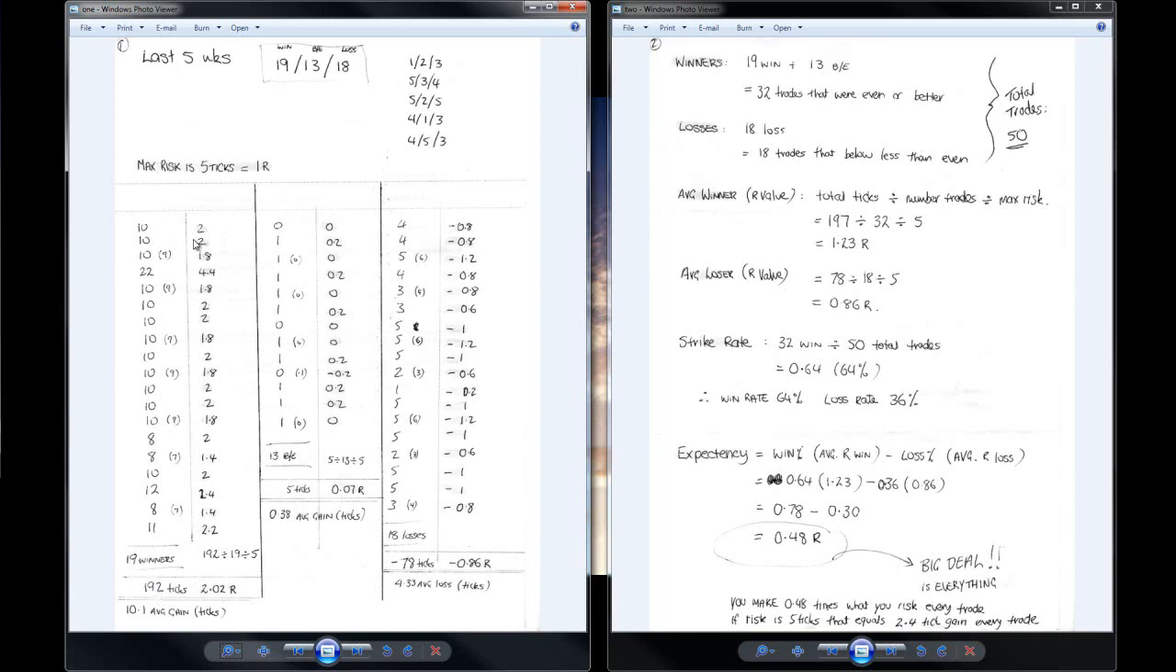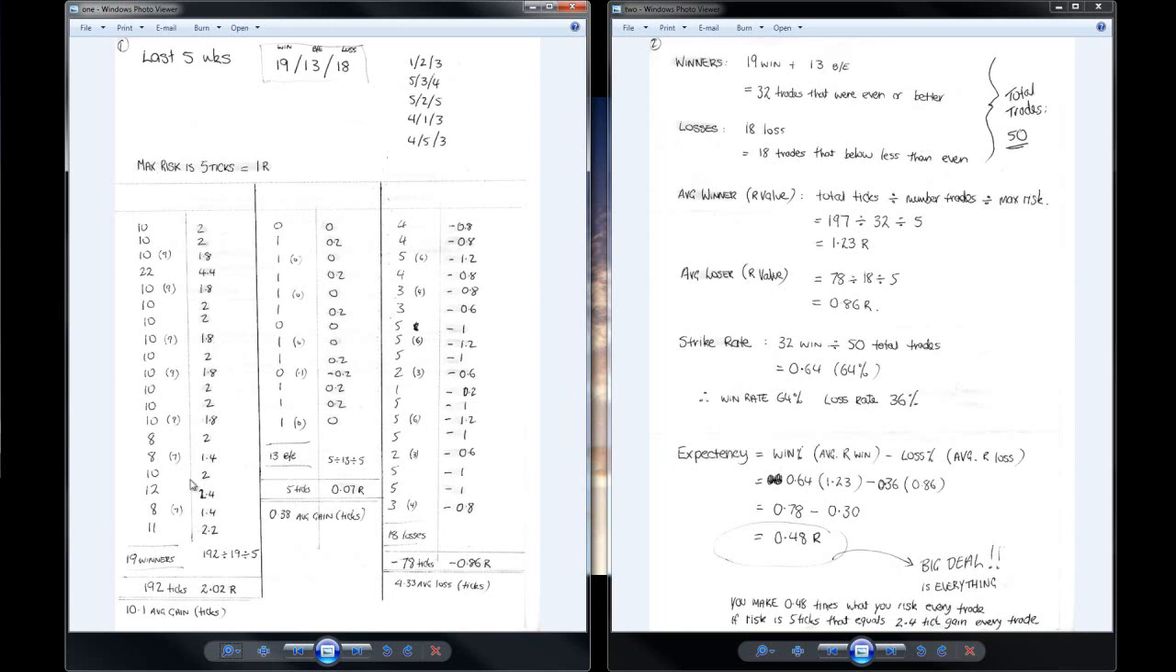Okay, and then expressed in R value, so 10 into my 5 tick risk goes 2. So it's a 2R gain, 2R gain. 9 ticks into 5 goes 1.8. 22 ticks into 5 goes 4.4. So this is my R. Basically I'm just working it out. So if I randomly pick a trade, this one here, I made 1.8 times what I'm prepared to risk.